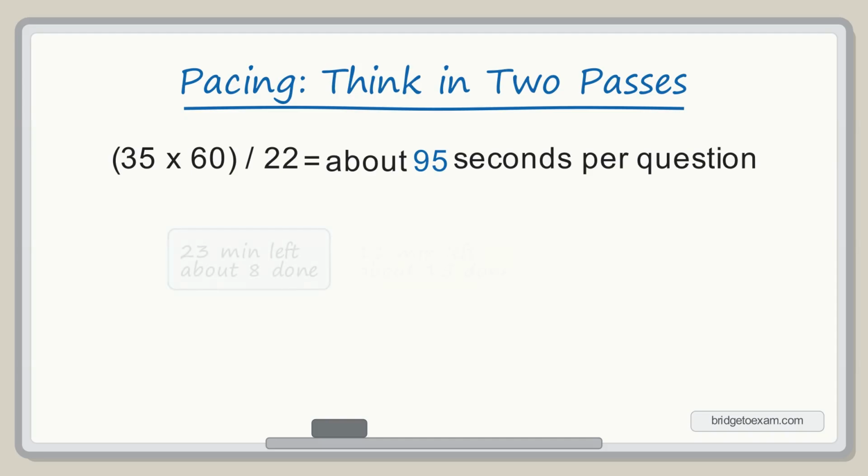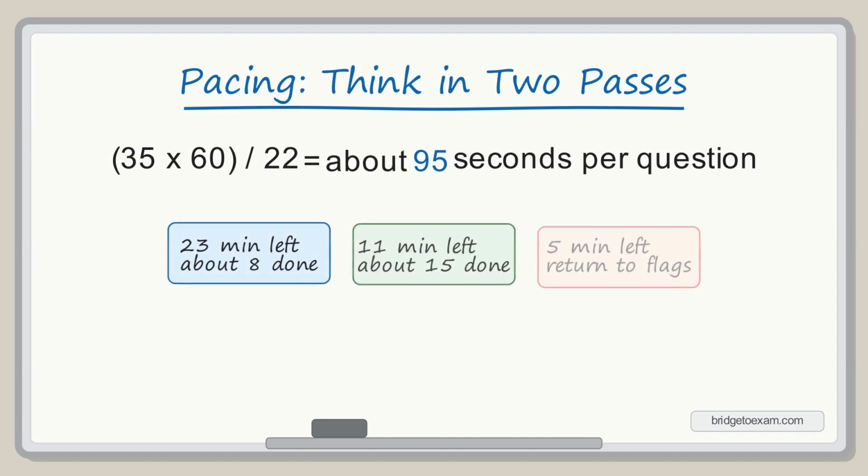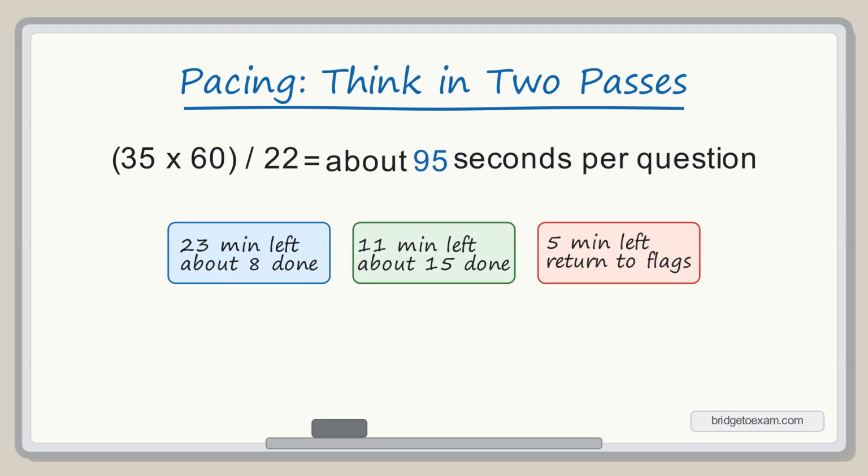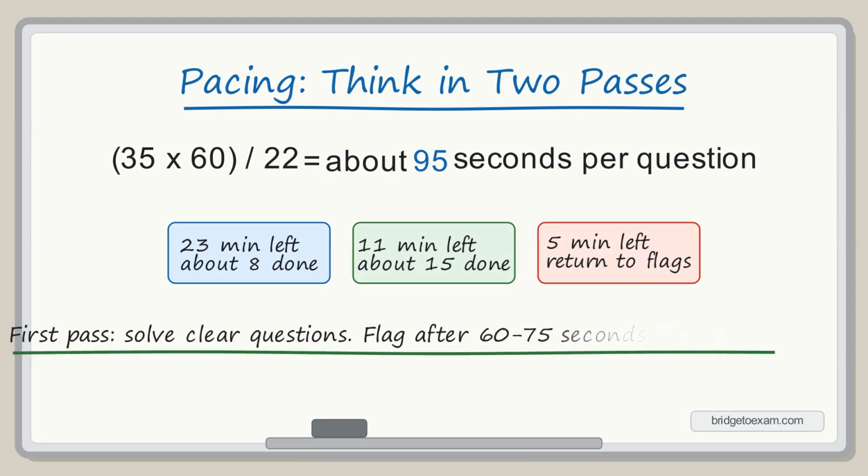Use a 2-pass method. On the first pass, take the questions with a clear path. If there is no meaningful progress after about 60 to 75 seconds, flag it. Choose a provisional answer and protect time for the questions you can solve.